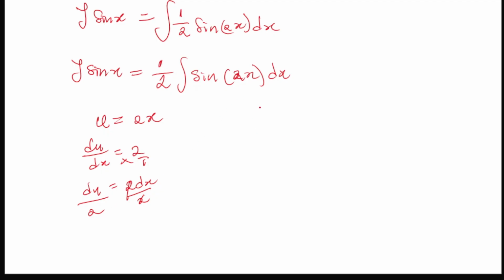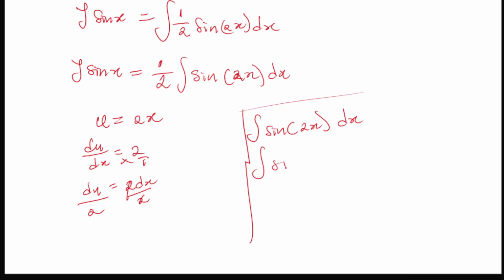Now let's solve for what we have here only. If we want to solve for what we have here only, we are simply seeing integral of sine 2x dx. We already know that 2x is u. So your new equation will now be integral of sine u dx.